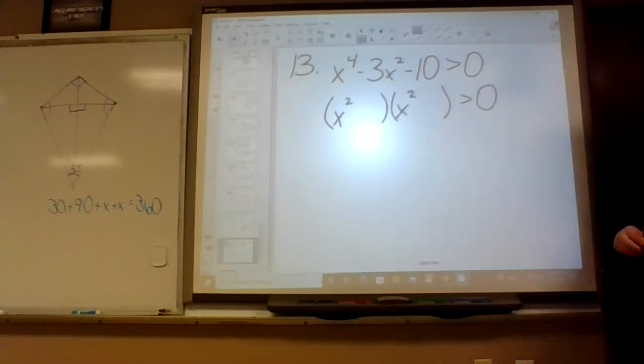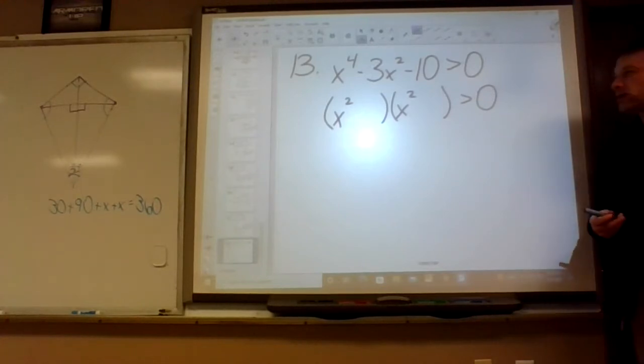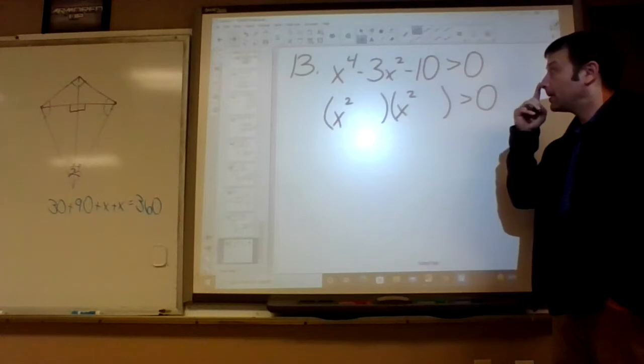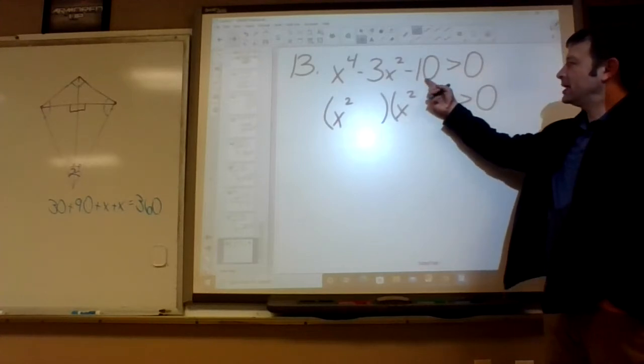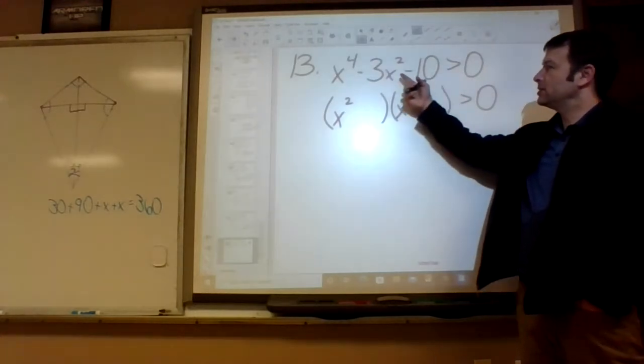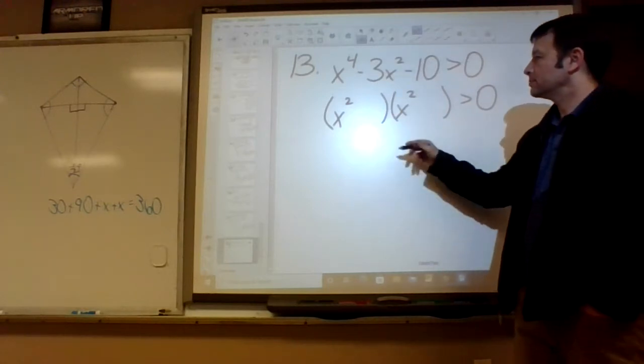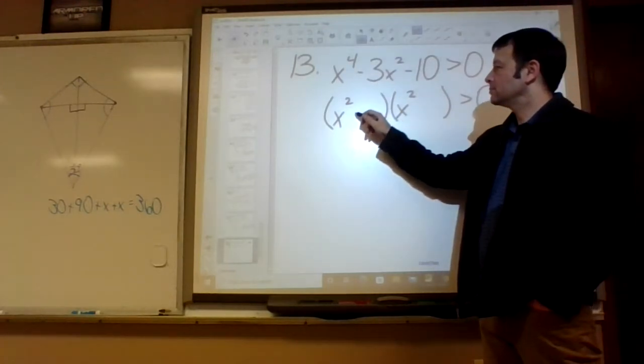And what's going to go in the back? What goes into negative 10? 5 and 2, that adds up to negative 3. Yeah, so it'll be 5 and negative 2.